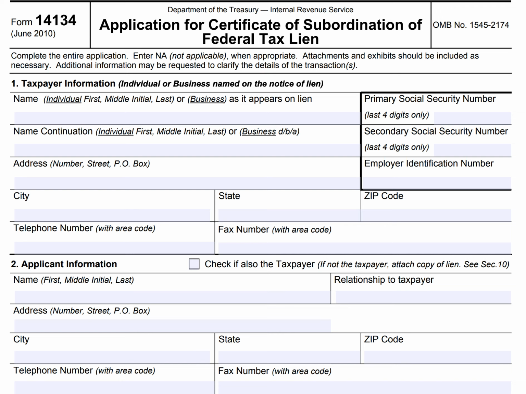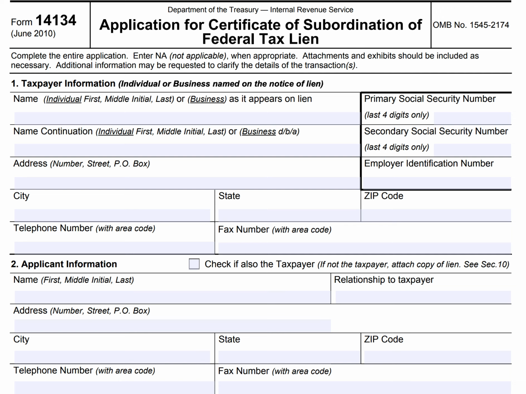And the most common way that this would occur is if you are applying for a refinance of your mortgage to get a lower interest rate or to get rid of PMI, private mortgage insurance, in which case you could apply for a certificate of subordination, which would allow that lender to assume a superior position to the IRS.